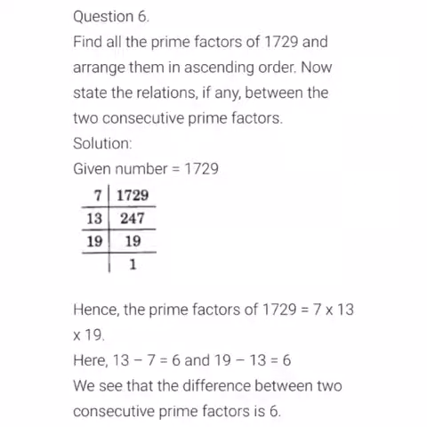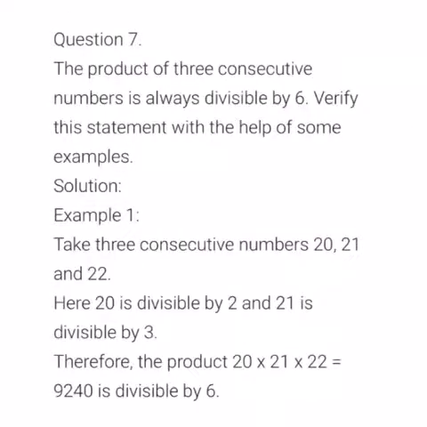So here you can see, children, when we subtract 7 from 13, we get 6 as the difference, and when we subtract 13 from 19, we get 6 as the difference. So you can see here that the difference between two consecutive prime factors is 6. Now the next question is question number 7. The product of three consecutive numbers is always divisible by 6. Verify this statement with the help of some examples.